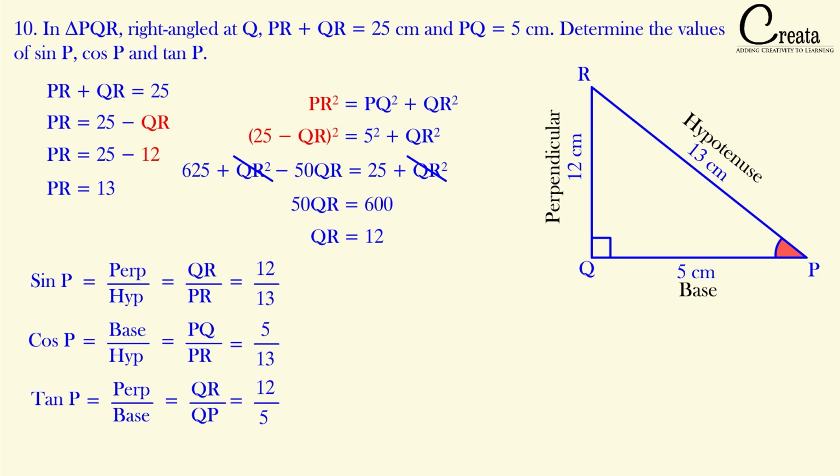You can also find tan P using the alternative approach, that is tan is sin upon cos. We have already calculated sin P and cos P. You can put the value. You will get 12 upon 5. That is the same answer we have got using the formula of tan. So that is the answer. We have calculated all the three trigonometric ratios. We are done with question number 10.